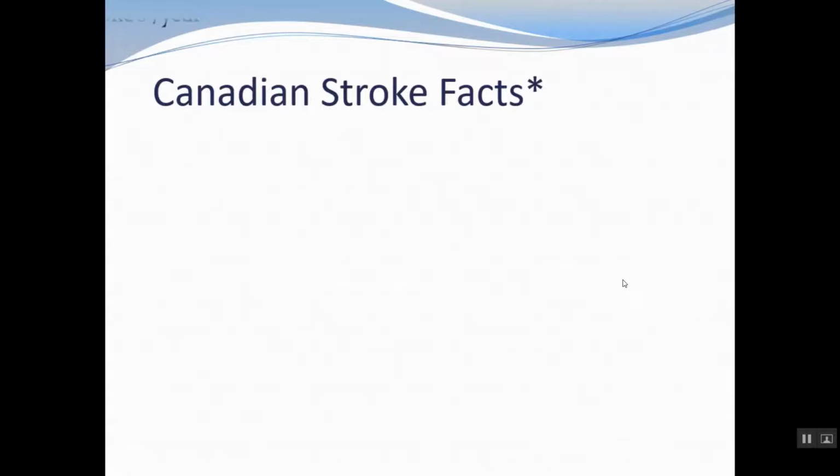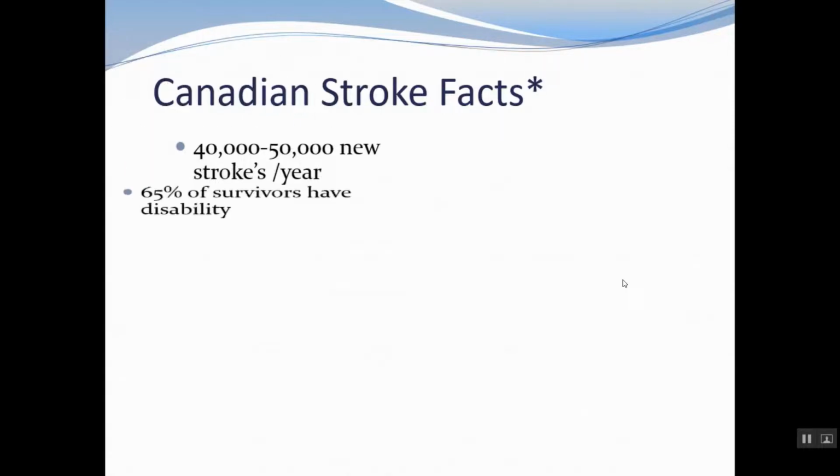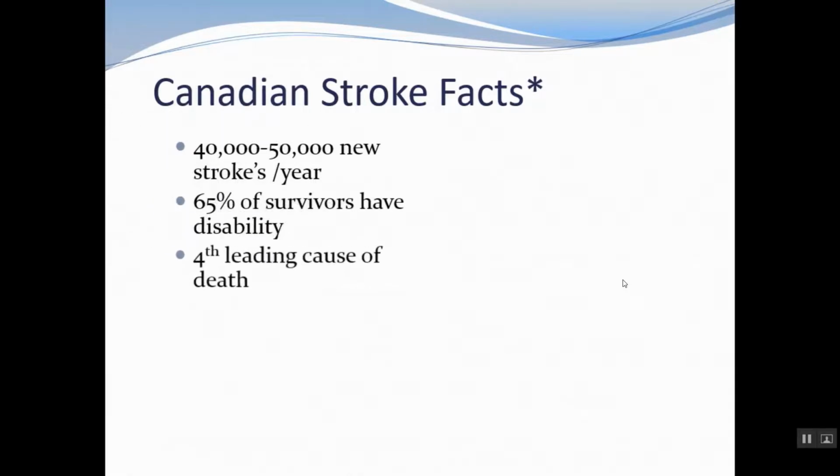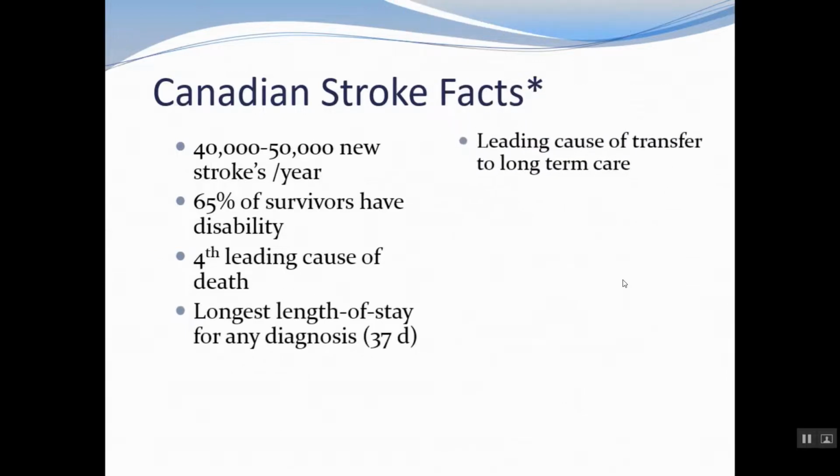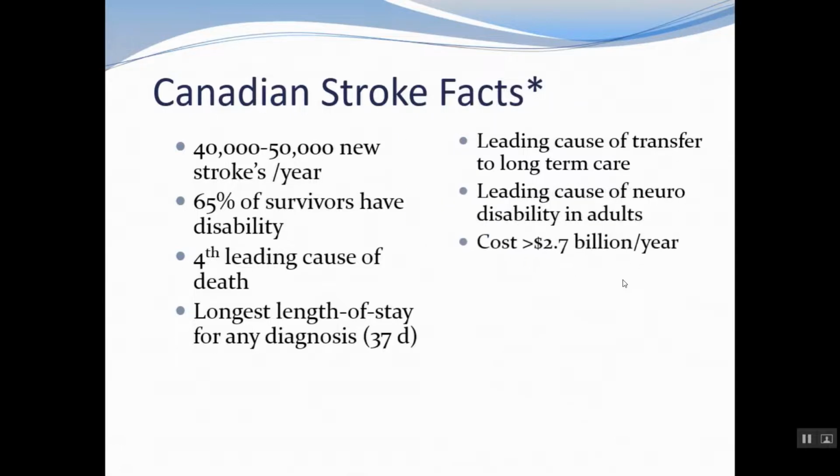Some facts about stroke in Canada: about 40,000 new strokes per year. 65% of the survivors have disability. It is the first leading cause of death. Longest length of stay is about 37 days. Leading cause of transfer to long-term care. Leading cause of neurodisability in adults. The cost of stroke is more than $2.57 billion per year.